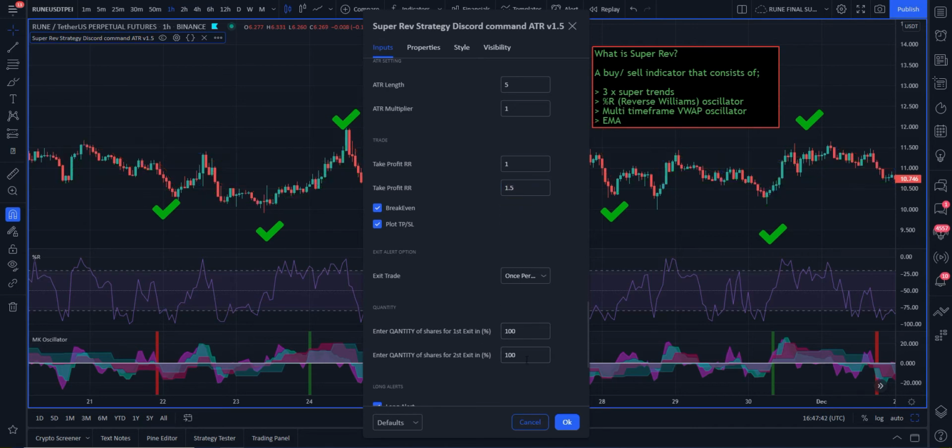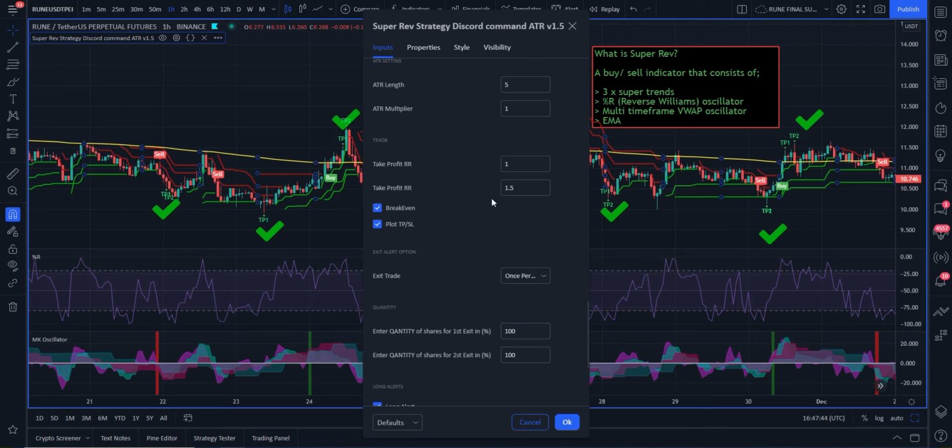And then what you'd have to do down here is actually say, okay, when I hit that first take profit, I want to take 50% off the table, and then when I hit the second take profit risk reward, I want to take the rest of it. But for me, I like to have one take profit, so I keep that 1-to-1 and 100%.